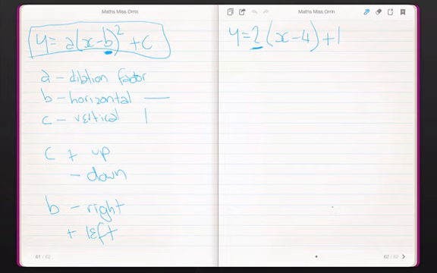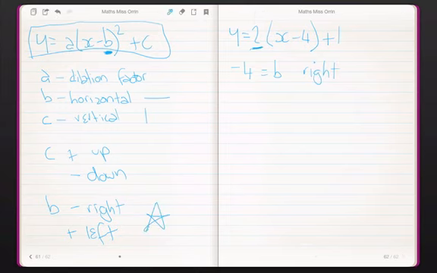So then what we're going to look at is this bit. We've got negative 4 as our horizontal translation, which is B. So it goes right, because it's a negative number, as we're looking down here, it's a negative number, so we go right. And our 1 is C, because it's the last one, and that means we go up 1. So we're going right 4 and we're going up 1.